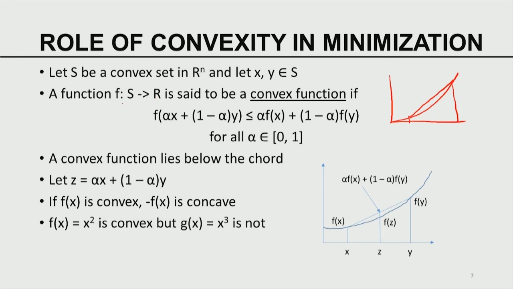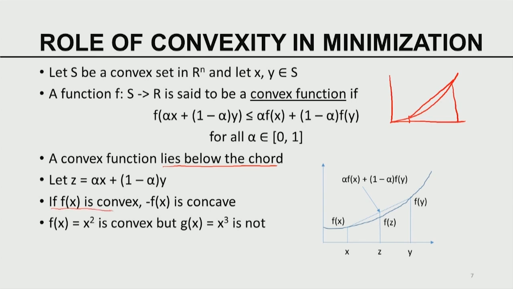So a function f from S to R is said to be a convex function if f of alpha x plus 1 minus alpha y is less than or equal to alpha times f of x plus 1 minus alpha times f of y, for all alpha from 0 to 1. Now look at this. When alpha is 0, this becomes f of y. When alpha is 1, it becomes f of x. For every point in between, the function lies below the chord. So that's the definition.